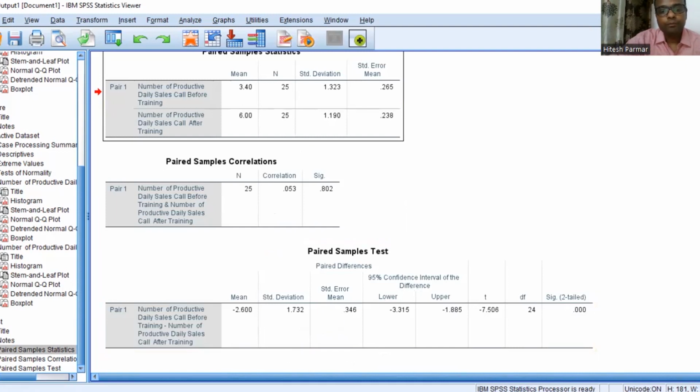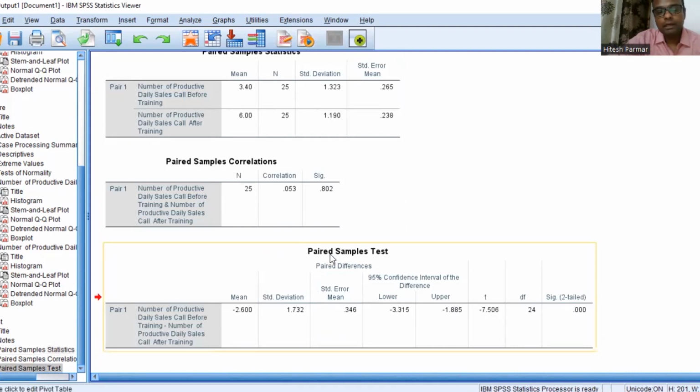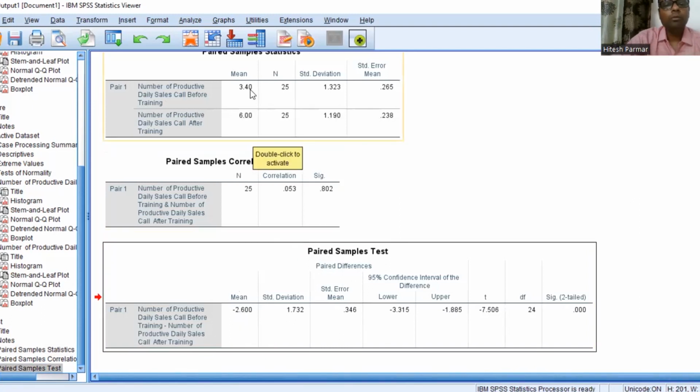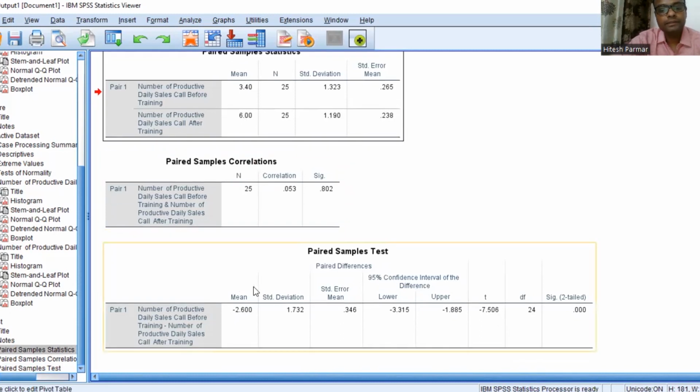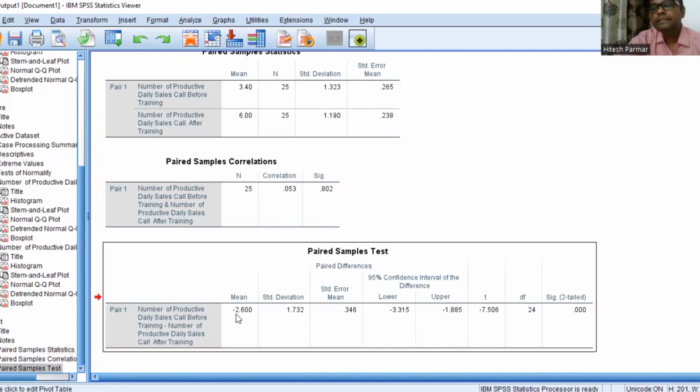What is a p-value? It is available in this table called paired sample t-test. The first value is the paired differences. So minus 2.60 is the paired difference between the means. How? 3.40 minus 6, so it is minus 2.60. Why minus? Because the second mean is higher than the first mean.